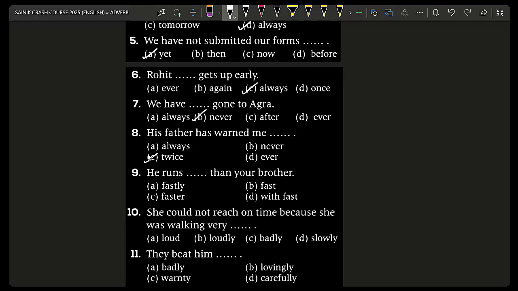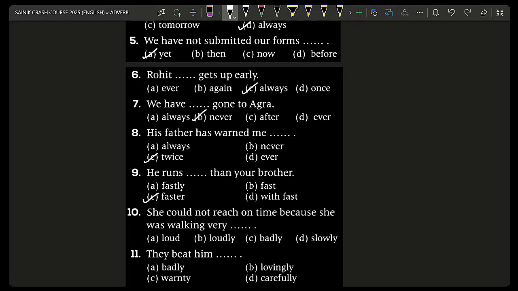Ninth question. He runs dash than your brother. Yes, which comparison is it? He runs faster than your brother. Okay, why did you choose faster? So comparative degree. Yes, why? Because here you have the clue than. So than comes, that means it is a comparative degree. Fast, faster, fastest. So you can choose option C. Faster. Yes. Okay, Sanvi, you can mute yourself.